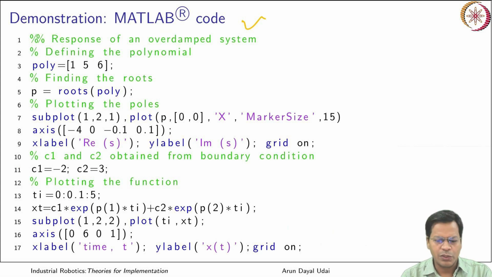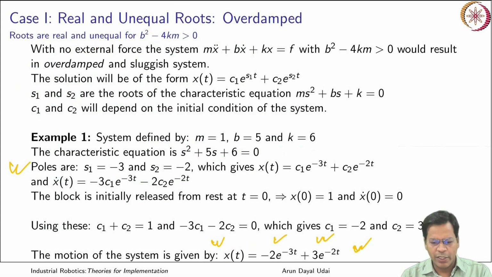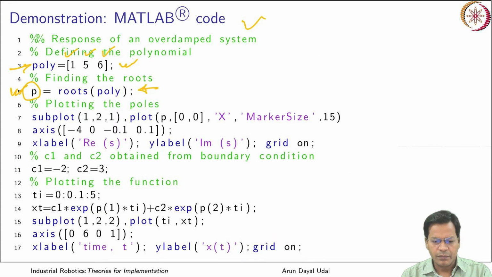So yes, this is your system, that is the polynomial of the characteristic equation. It was given as ms square plus bs plus k. Okay, three things were there, so that is put here as I have just created a polynomial with the coefficients which are here. So roots of the polynomial will be stored in the variable which is p over here. So p will have the value. So what value will it have? It will have minus 3 and minus 2. Got it? So that goes to p.